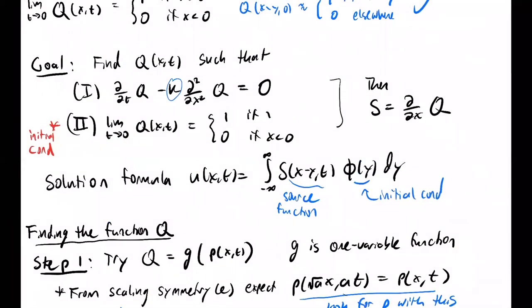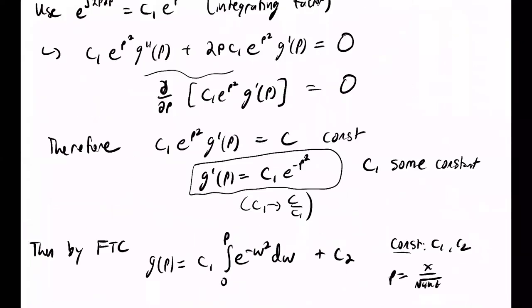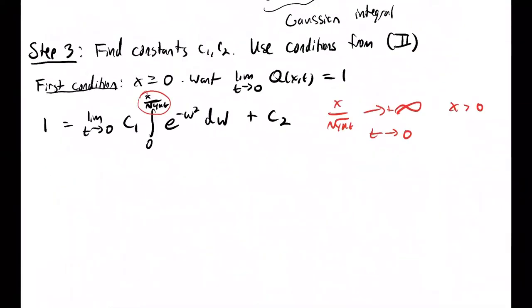What I meant to say a second ago is that the integration by parts argument we looked at earlier to figure this out will not change if I change where the equality is. Okay, well, anyway, returning to the main argument, assuming x is positive, then the top bound will go to infinity. And so therefore we want 1 is equal to c1 times the integral from 0 to infinity of e to the minus w squared dw plus c2.